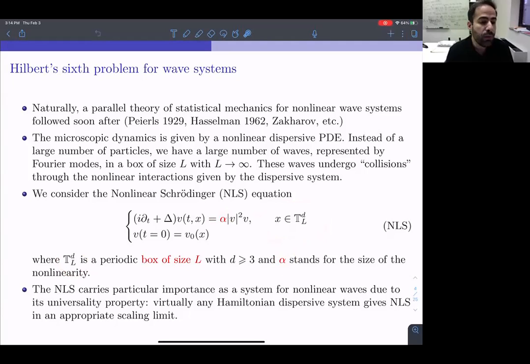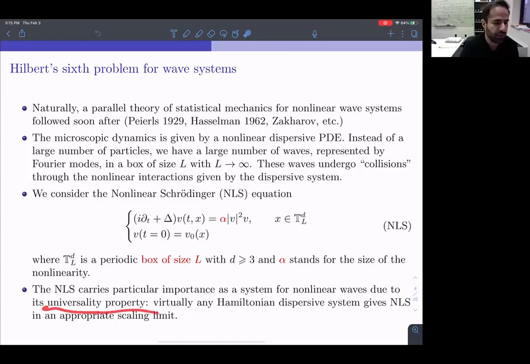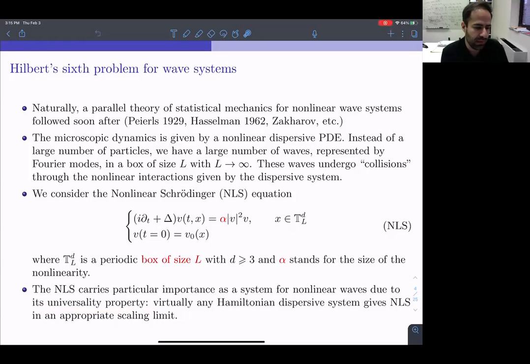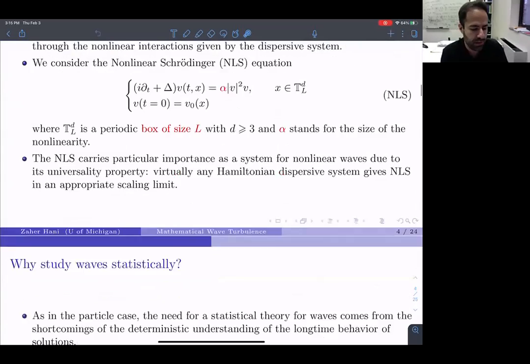So why do we start by considering the NLS, which is of large importance as a system for nonlinear waves? And mainly this is in addition to the fact that it appears in so many different applications, but it satisfies a very important universality property, which tells you that virtually any Hamiltonian dispersive system will give you NLS in an appropriate scaling limit. Okay, so if you cannot do it for the NLS equation, you really have very little hope of doing the theory for any other equation.